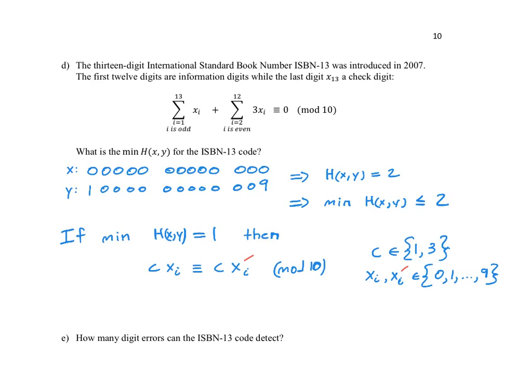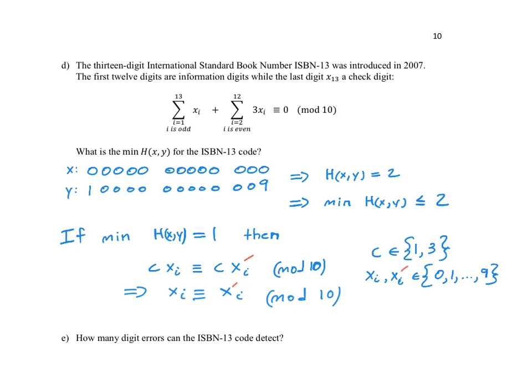Okay, so from here, we can go ahead and use the cancellation law. The C cancels out on both sides because C is either 1 or 3, and in mod 10, those numbers are relatively prime with 10. So xi is congruent to xi prime. So this means that we in fact don't have a Hamming distance of 1 between the two code words. So it is impossible to pick two code words that are that close together. And the minimum Hamming distance is equal to 2.